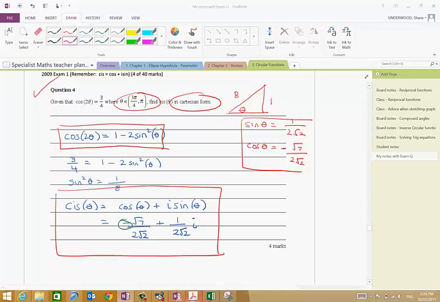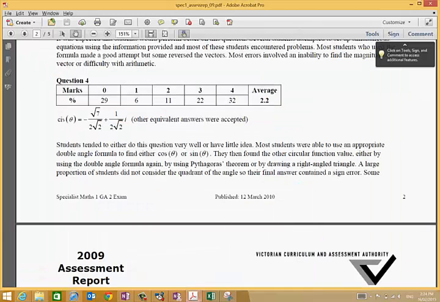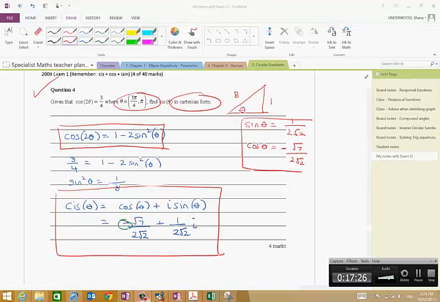In terms of the examiner reports, as we just discussed, a number of students couldn't get started on this question. And those students that did might have made some silly errors, particularly with the signs, and all round it wasn't done typically that well. Such a simple question. All right, I'm going to stop there.